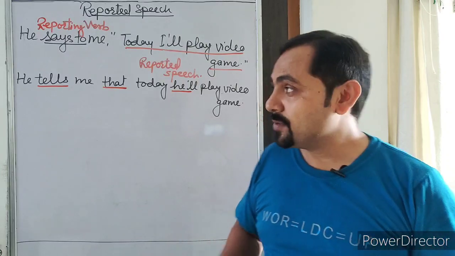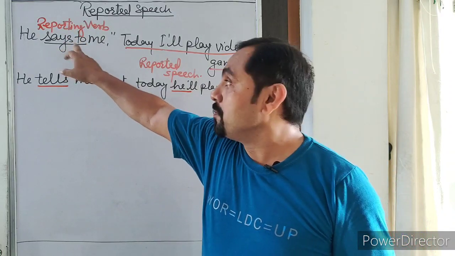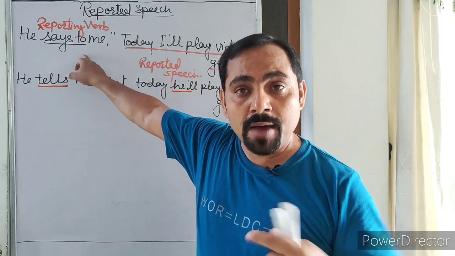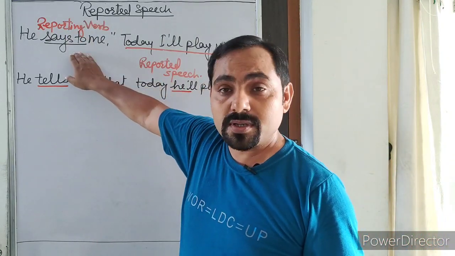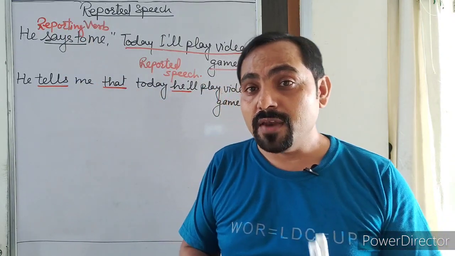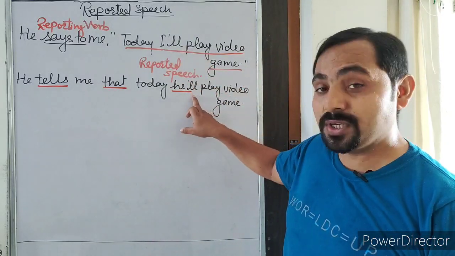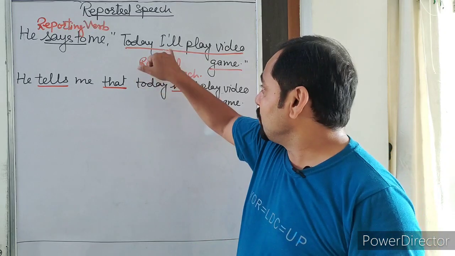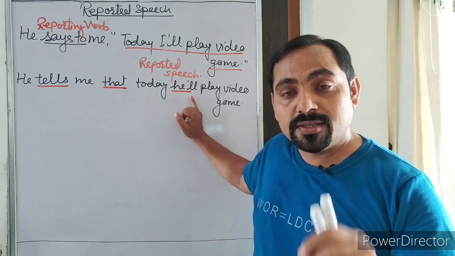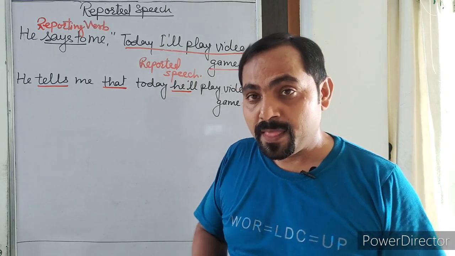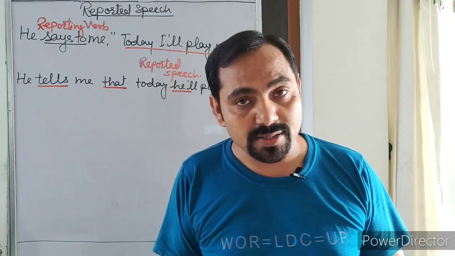Second rule is whenever the reporting verb is in present or future tense, again I'm repeating the sentence, students, if the reporting verb is in present or future, then we do not make any changes in the tense of reported speech. For example, if it was in simple future tense, this is also in simple future tense. Let us talk about the next rule, if the reporting verb is in past tense.